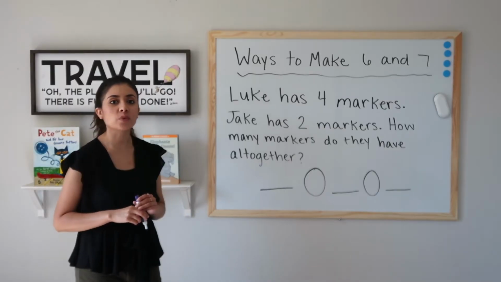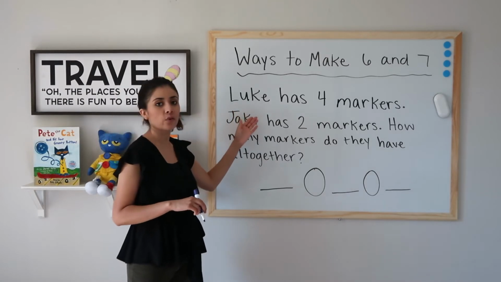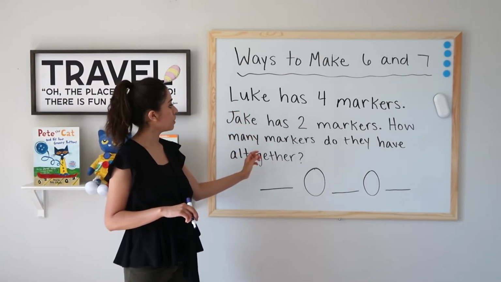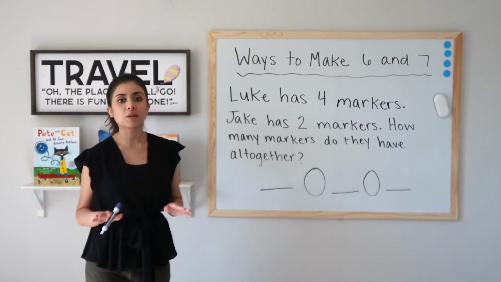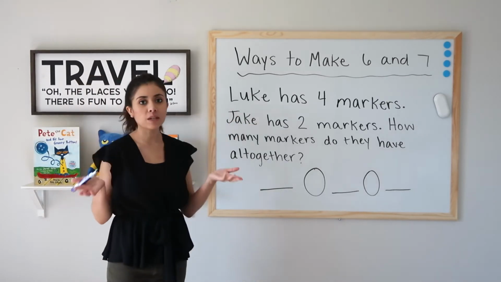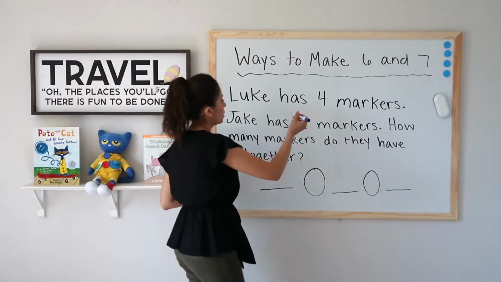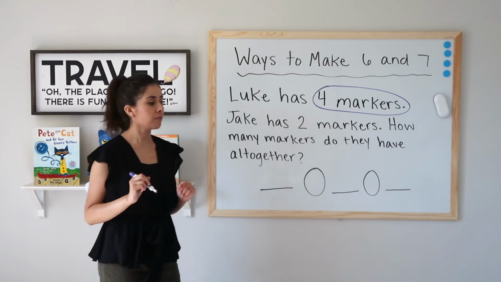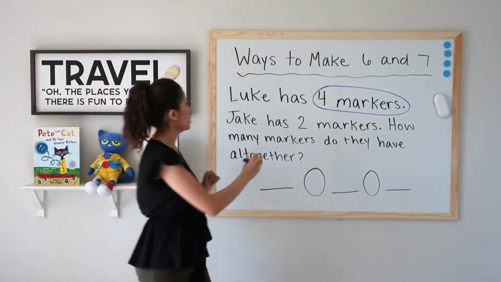Okay, let's go ahead and try a word problem. This word problem says, Luke has 4 markers. Jake has 2 markers. How many markers do they have altogether? Let's go ahead and start by circling what we already know. I know that Luke has how many markers? 4. Very good. Okay. Jake has how many markers? 2. Awesome.